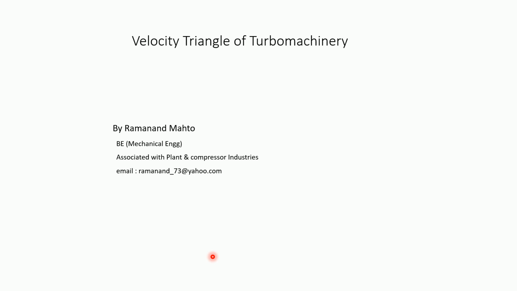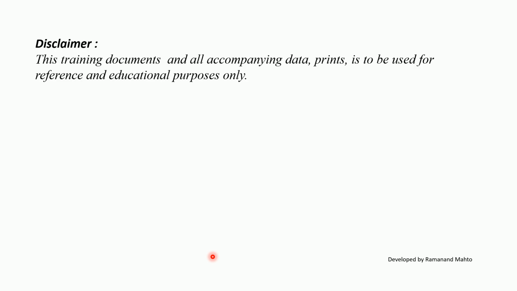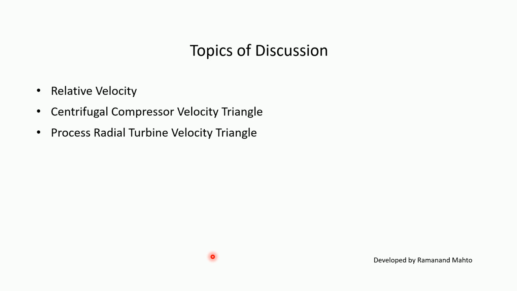The main purpose of today's discussion is to understand how the velocity triangle of turbomachinery is drawn. This will be explained in a much simpler way. So let's start the discussion. The discussion points are relative velocity of turbomachinery, centrifugal compressor velocity triangle, and radial turbine velocity triangle. So we'll discuss these 3 points.